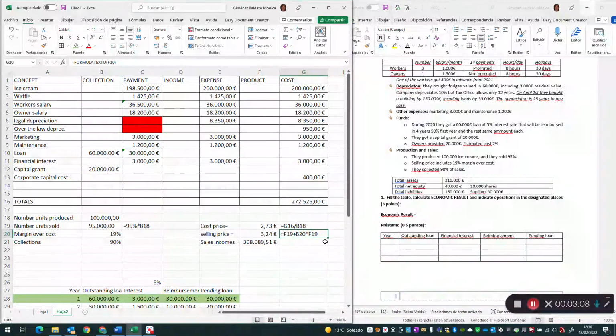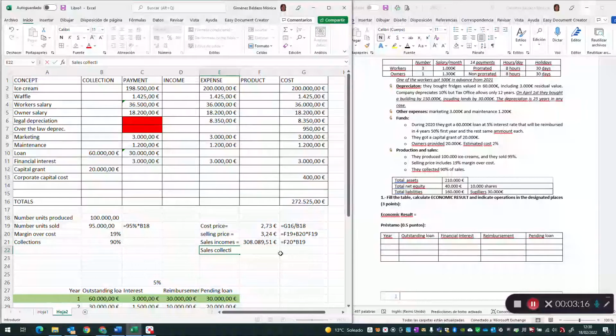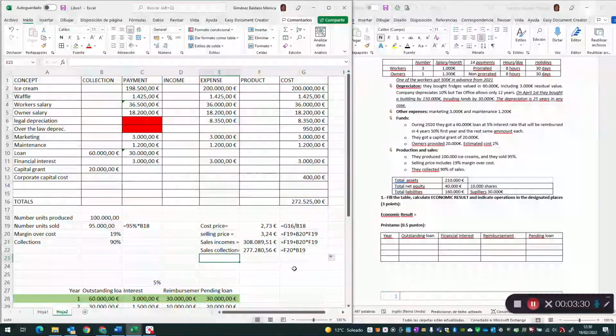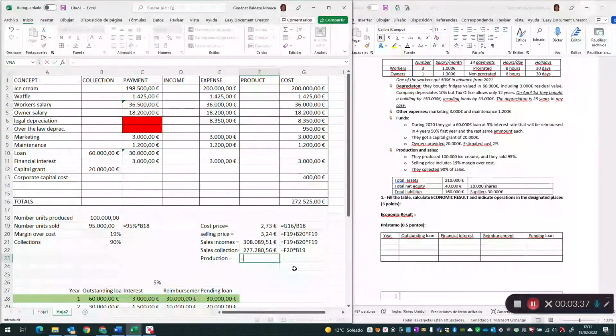Going to widen it a little bit here so we can see better. Good. We can also calculate sales collection, and that's going to be 90% of incomes. And the only thing that is left is the total production. In order to calculate the production, we have the part that the company sold, which is sales incomes, plus what is left in the warehouse.